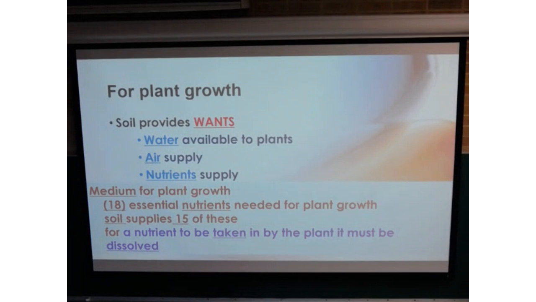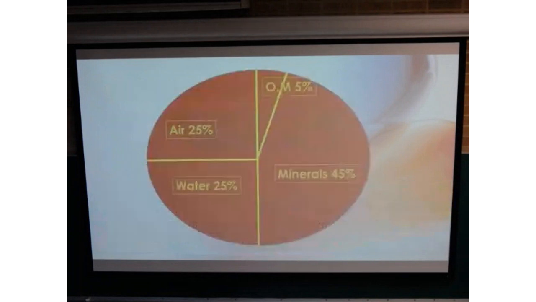Carbon, hydrogen, and oxygen, we call the CHO. Those commonly come from water and air. It means soil does not really supply that CHO. The others, nitrogen, phosphorus, potassium, sulfur, magnesium, those kinds of essential nutrients, soil is going to support. In soil fertility, we're going to talk about it.